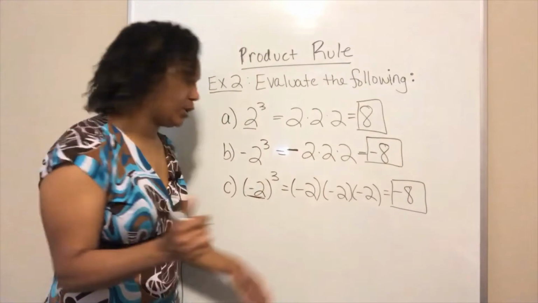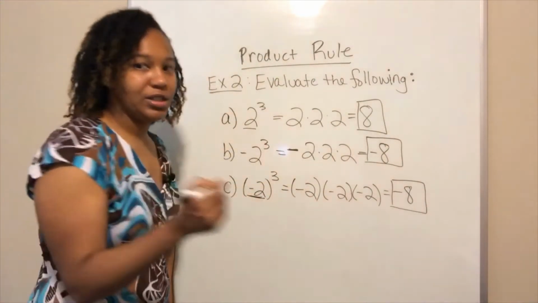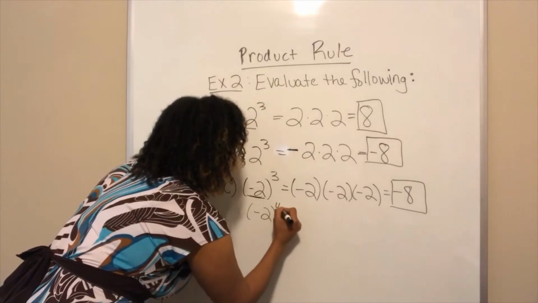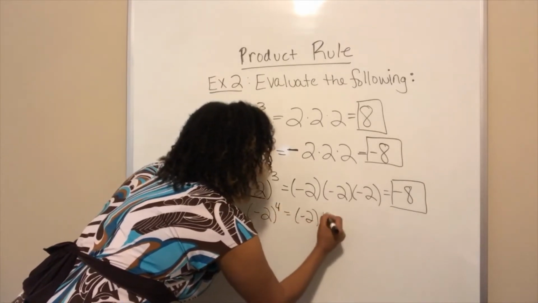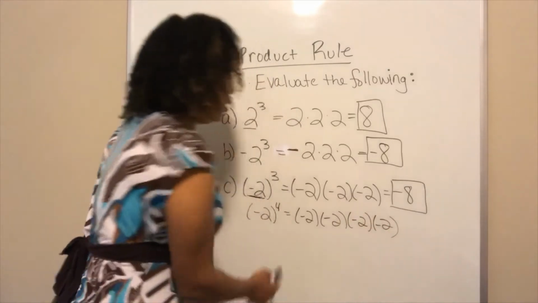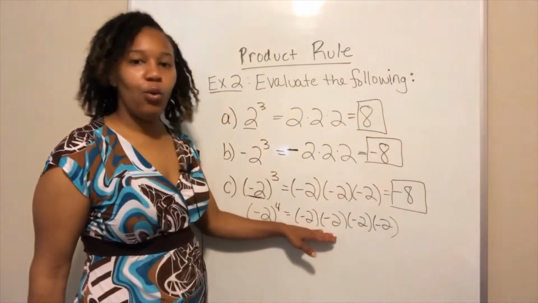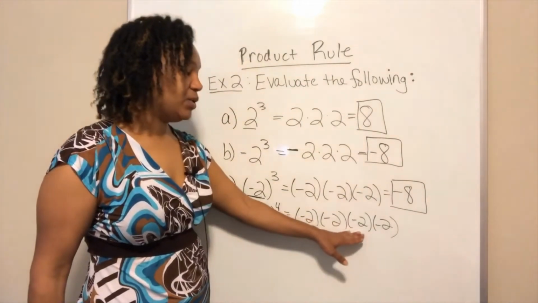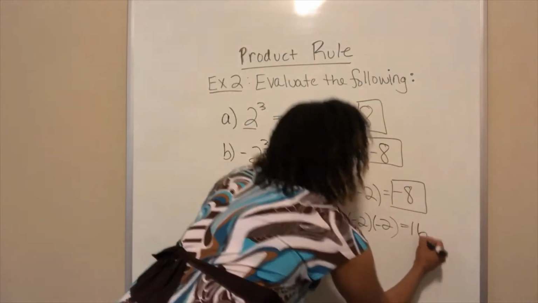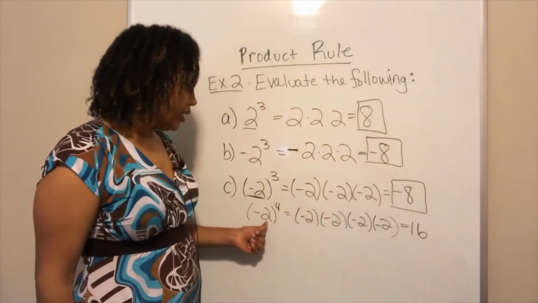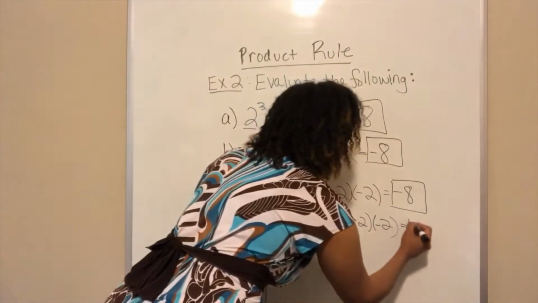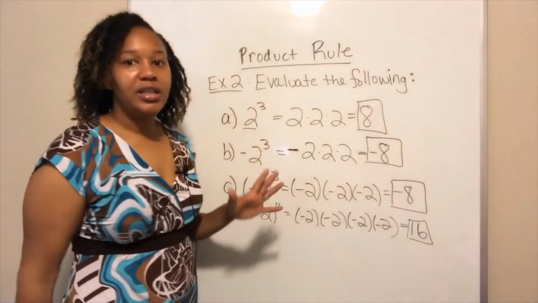So for example, just really quickly, it didn't ask us this, but I just want to show you. If it would have said negative 2 to the 4th, that would have been negative 2 times negative 2 times negative 2 times negative 2. Negative 2 times negative 2 is 4. Times negative 2 is negative 8. Times negative 2 is positive 16. So that negative was in parentheses and that exponent was even. So we ended up with a positive solution. All right. So the big thing is the placement of the negative.